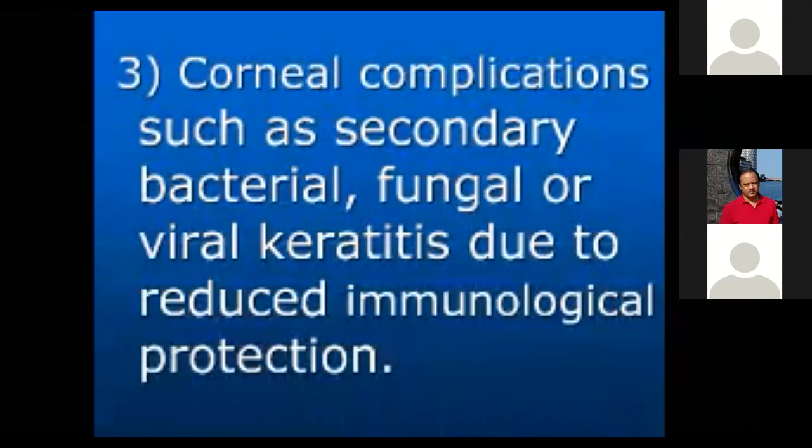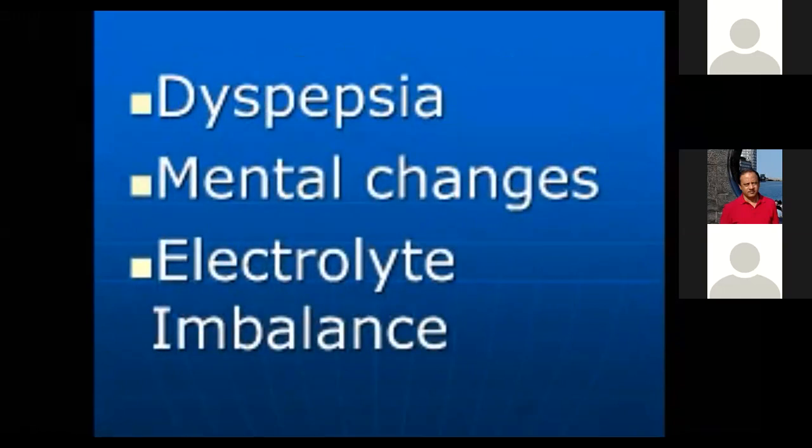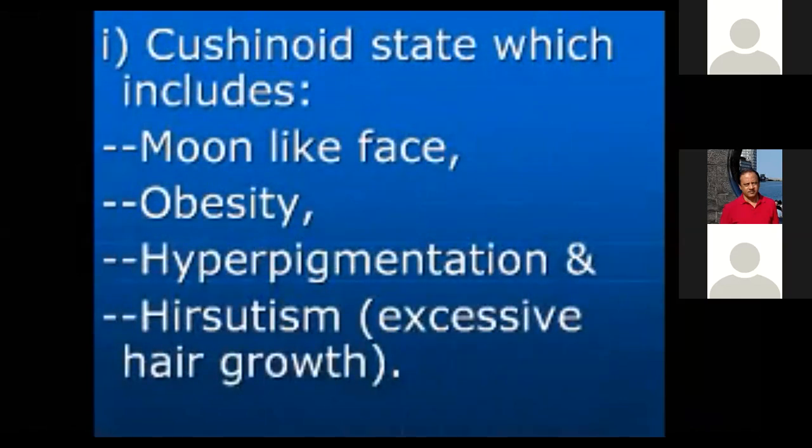Now, the systemic complications of steroids following short-term therapy. Short-term means less than 6 weeks. Dyspepsia, mental changes, and electrolyte imbalance. And with long-term therapy, when you use steroids for a long period of time, certain systemic complications can occur. And these are Cushingoid state, which includes moon-like face, obesity, hyperpigmentation, and hirsutism.